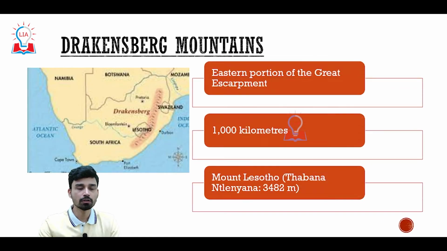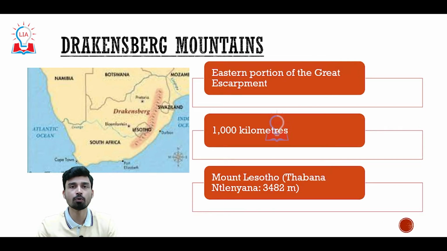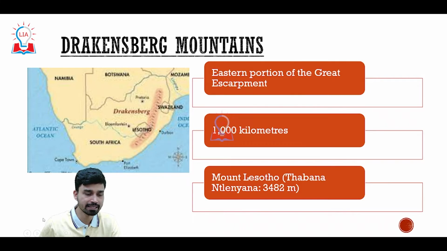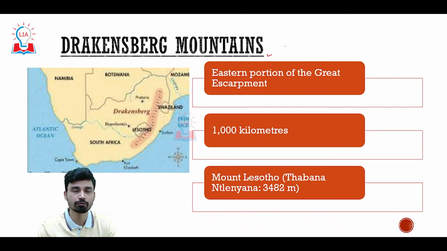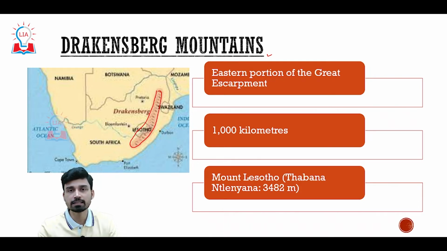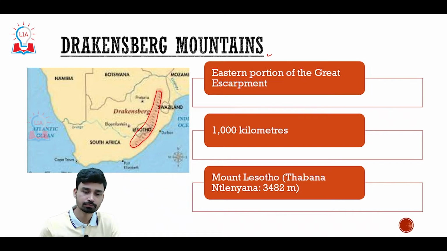First of all, the second most important mountain range in Africa after the Atlas that we discussed in the last video is the DRAKENSBERG mountain system. It is located in the southern region of Africa, encompassing the countries of South Africa and the small landlocked country of Lesotho. This range extends all the way from north to south along the eastern coast of South Africa.